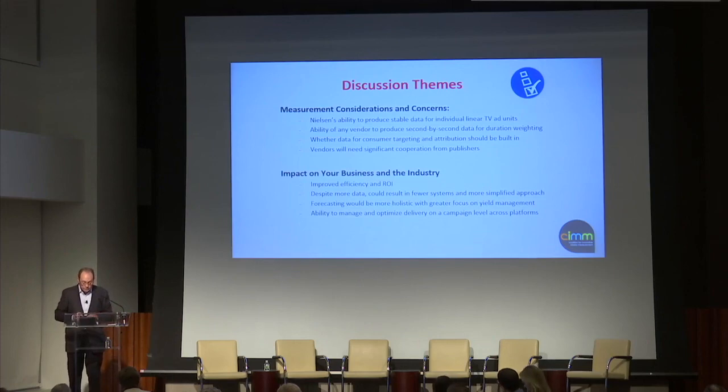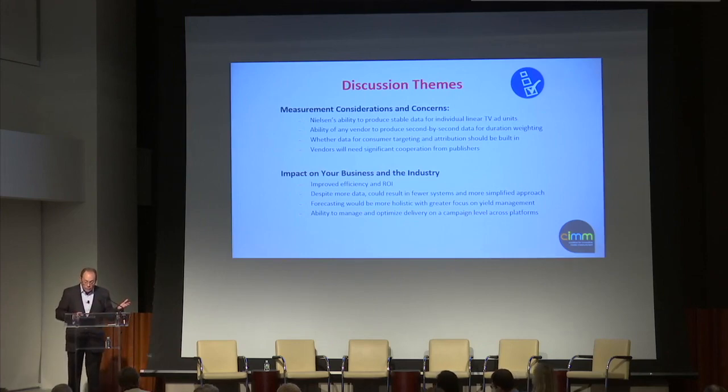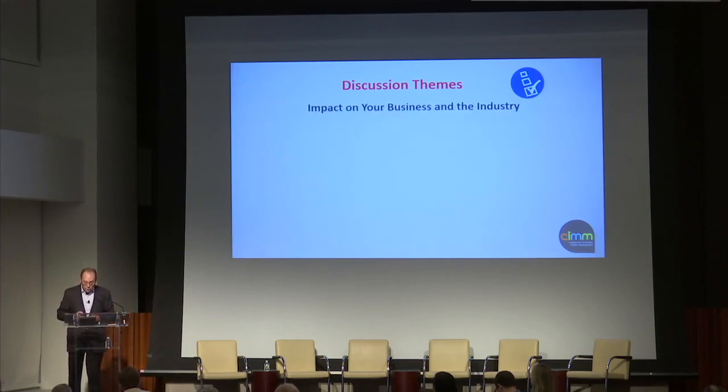And finally, the impact on your business to the industry, there was a very, very positive reaction to this question. A few examples are improved efficiency and ROI. Despite more data, this could actually result in fewer systems and a more simplified approach because the two sides would be unified. Forecasting would be more holistic with greater focus on yield management on the publisher side. And then finally, the ability to manage and optimize delivery on a campaign level across platforms.